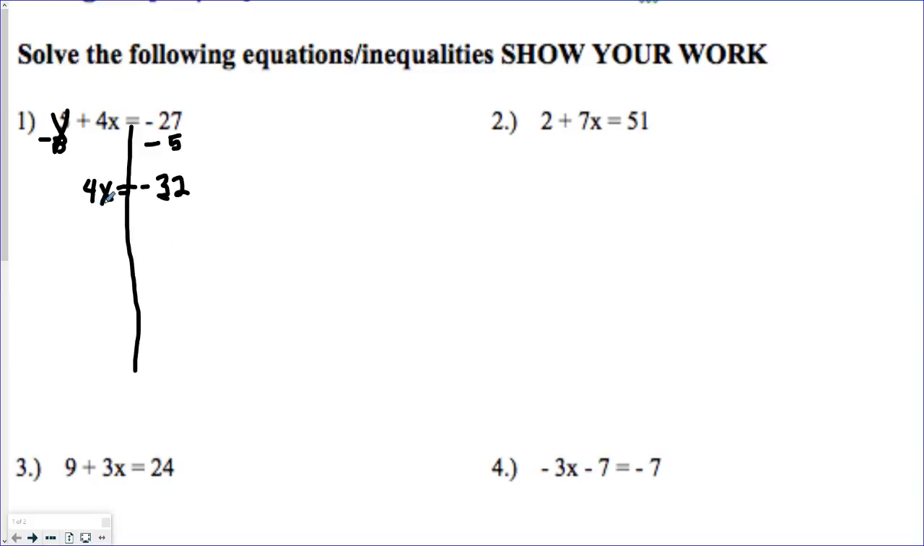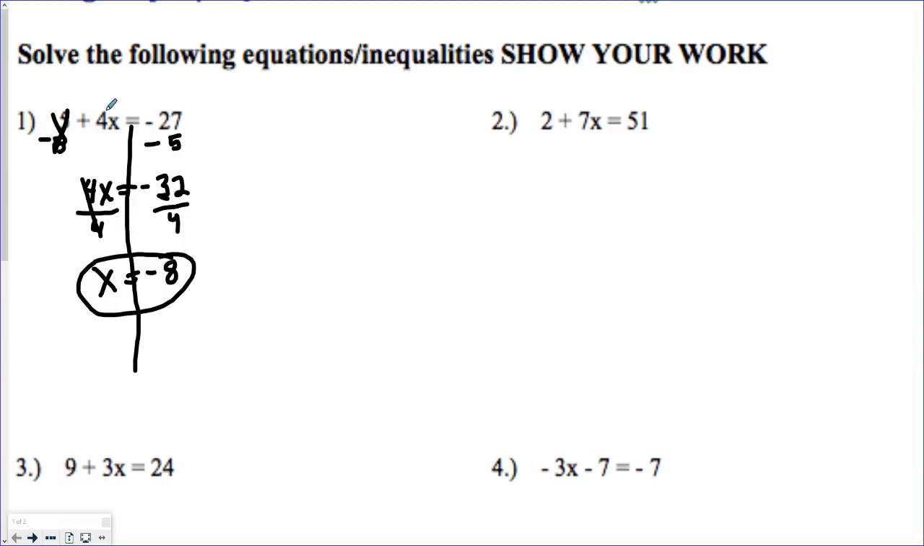This is different. 4 times x. So how do I get rid of times? Again, you do the opposite, so you divide. In this case by 4. Not by 4x. We don't want to move the x, we just want to move the 4. So this goes away. I'm left with x. And then negative 32 divided by 4 is negative 8. And so there is my answer, x equals negative 8.